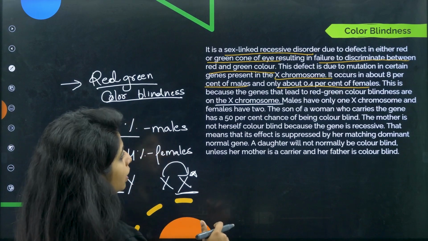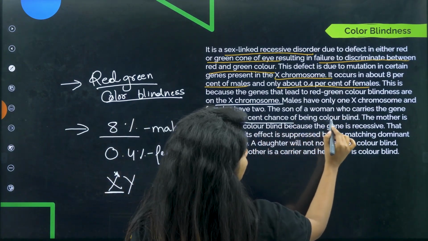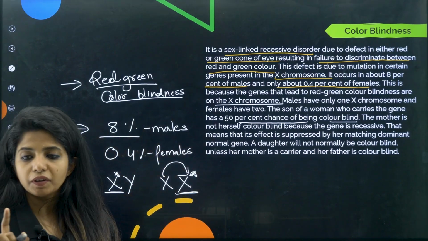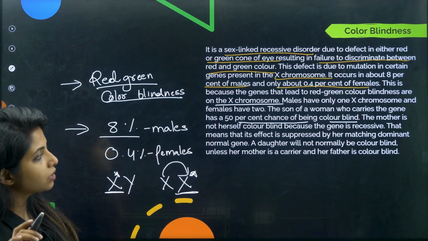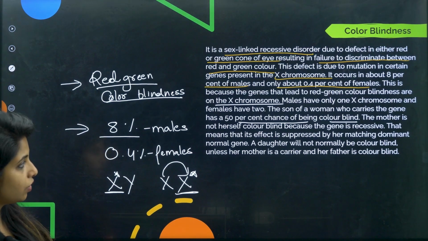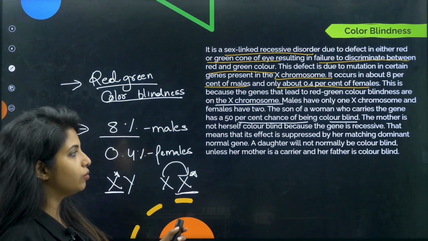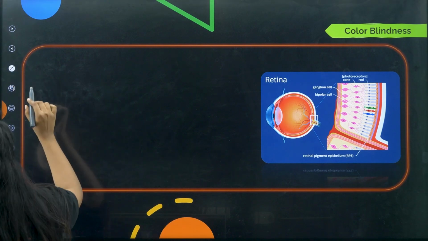Now, the son of a woman who carries the gene has a 50% chance of being color blind. You will get to know why. The mother herself is not color blind because the gene is recessive, which means that its effect is suppressed by the matching dominant allele. Now listen carefully.